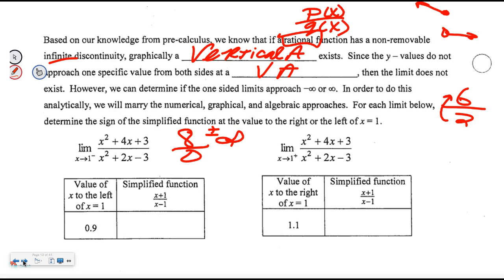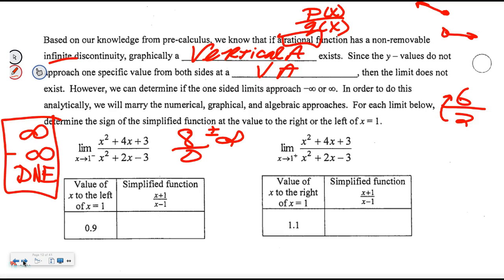The problem is, how do I know whether it's infinity, negative infinity, or what I call a true DNE? This is your 3 choices. Anytime you get a number over 0, you only have one of 3 choices. And actually for this one of them's out. Which one do you think it's not going to be based on my approach?